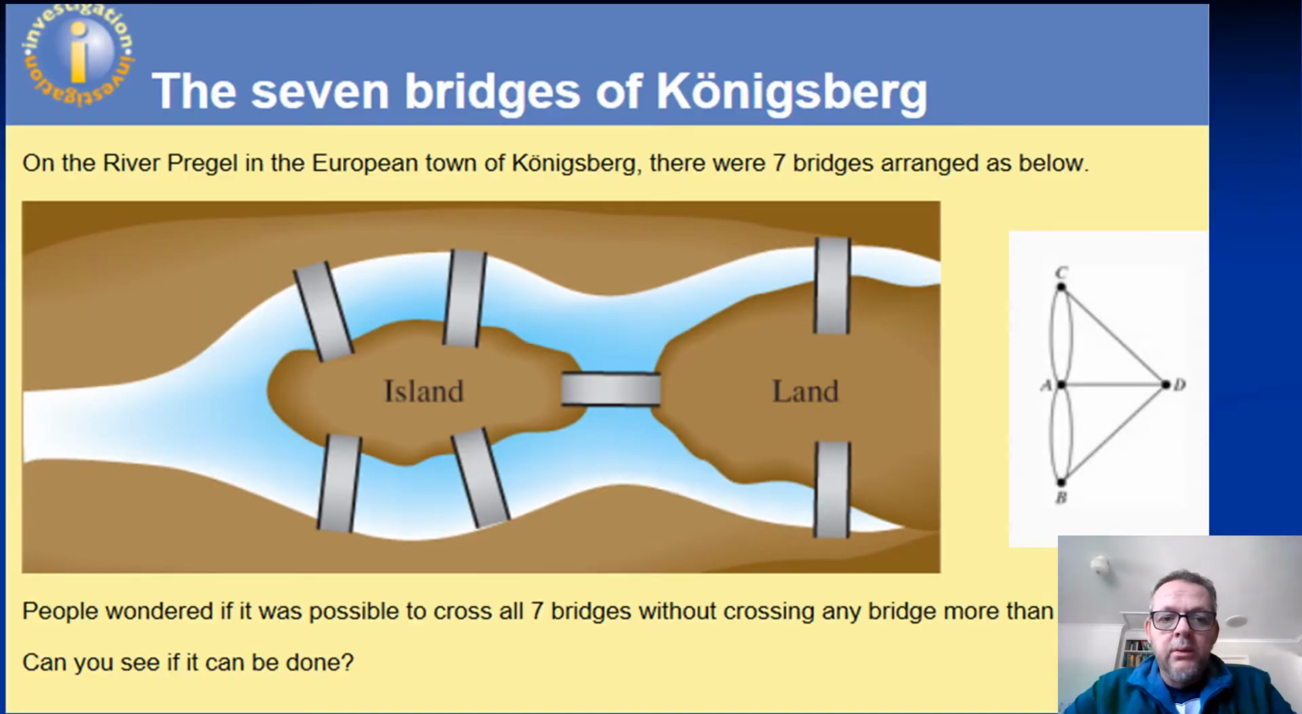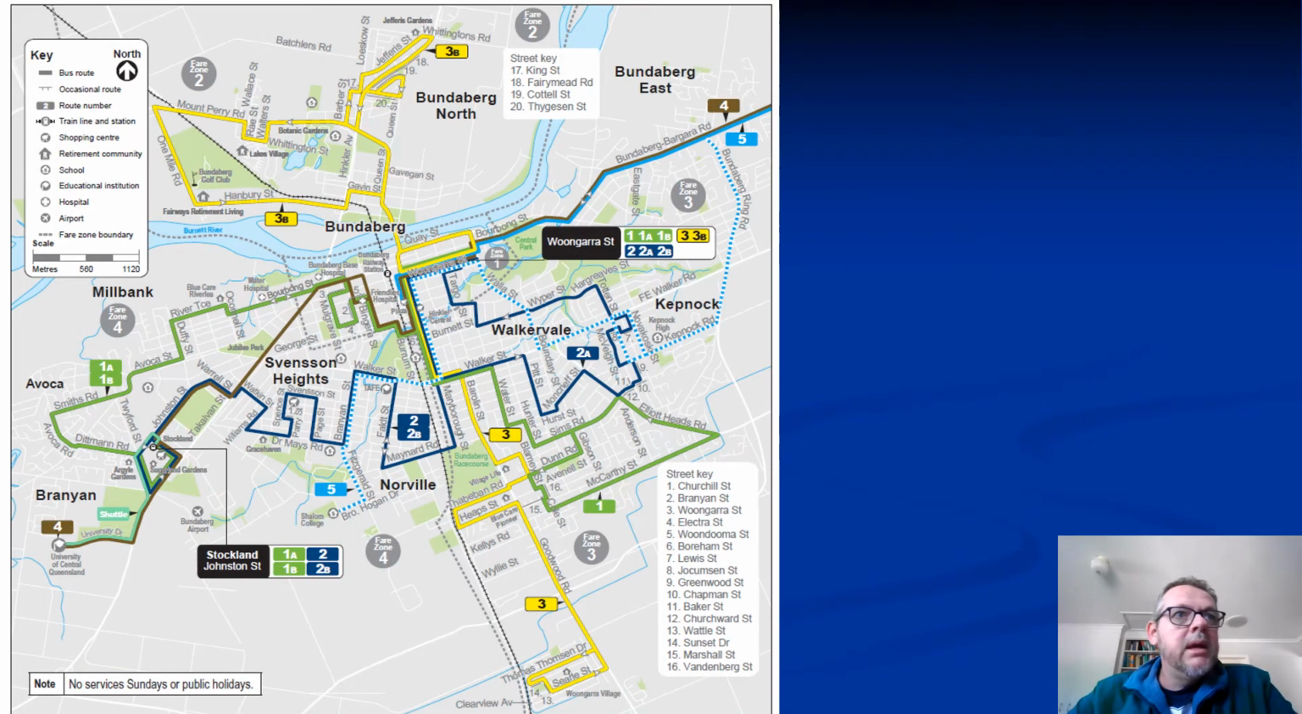Okay, so once upon a time, a bunch of people over in Russia, I think it was, looked at this series of 7 bridges and wondered if there was a way to cross all of those 7 bridges without having to cross one more than once. And that's one of the first ways of thinking about graphs and network theory.